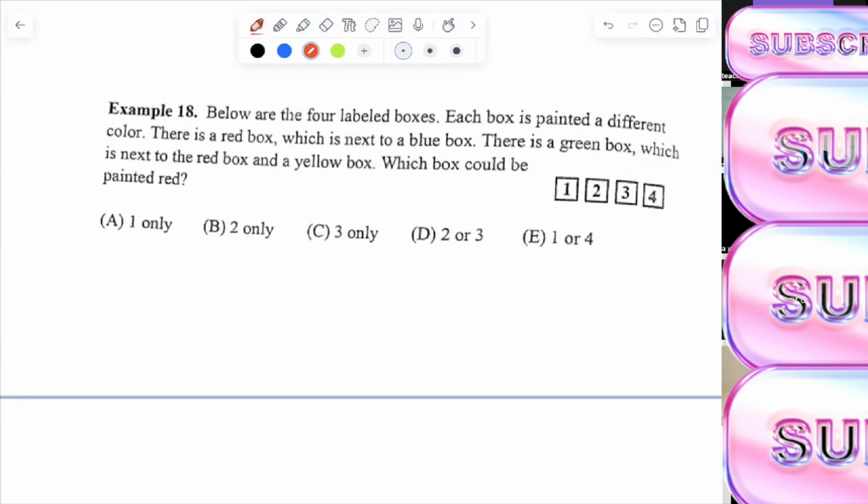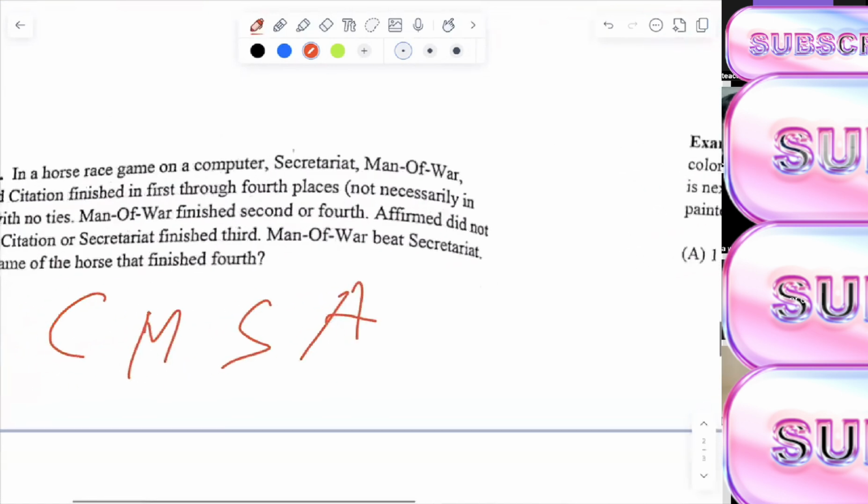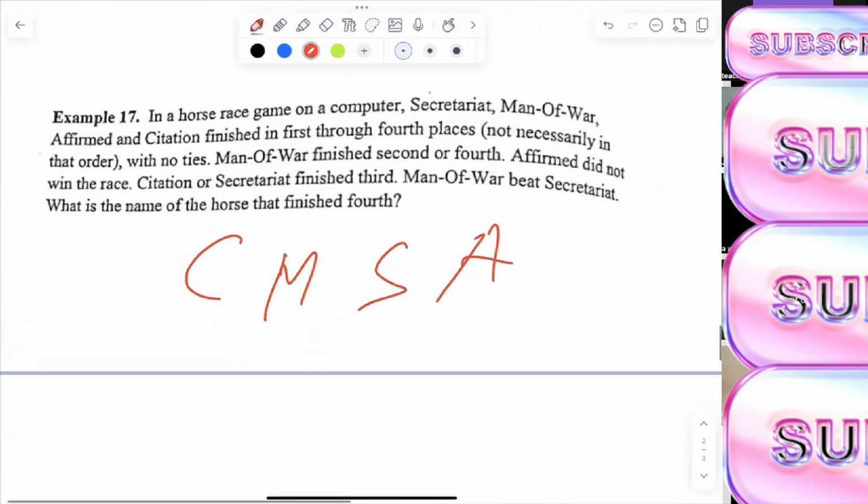What's your question? For the last problem, who got first? How can Man of War, Affirmed, Citation and the one with an S in his name all finish in the last 3 spots? Because who won? Citation won. Oh, okay.